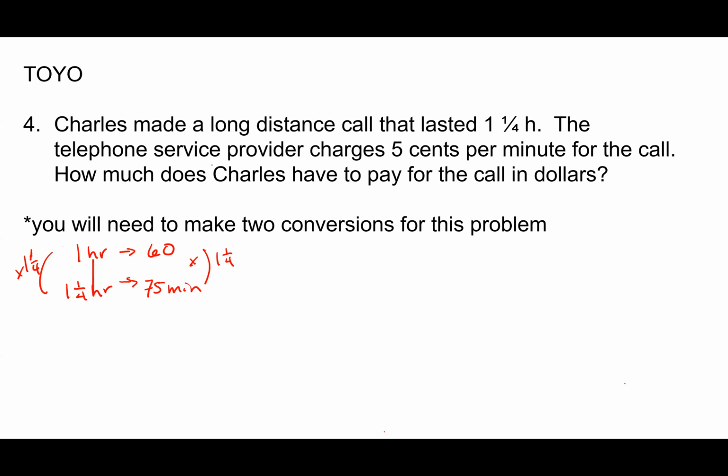The telephone service provider charges 5 cents per minute for the call. And we want to know how much the call is going to cost. So that's going to go on our right. So 1 minute is 5 cents. Okay, so 75 minutes is 5 times 75. So a 75-minute call equals 375 cents, which equals $3.75.